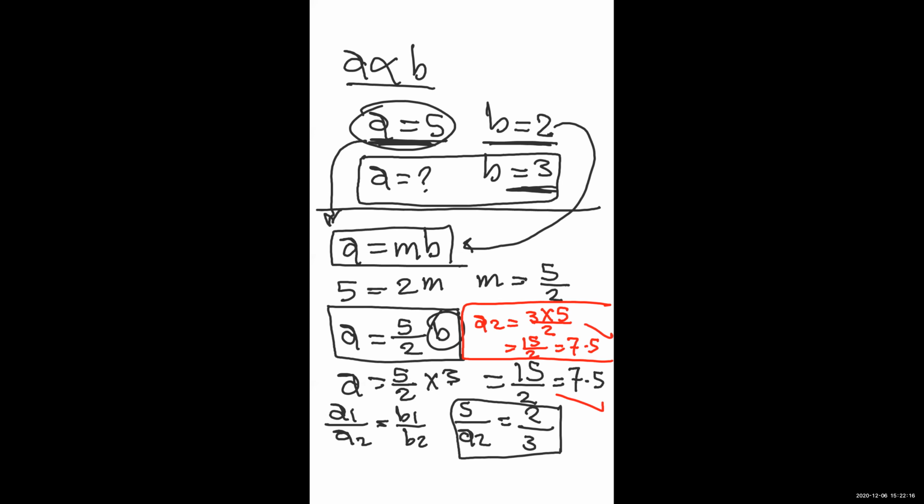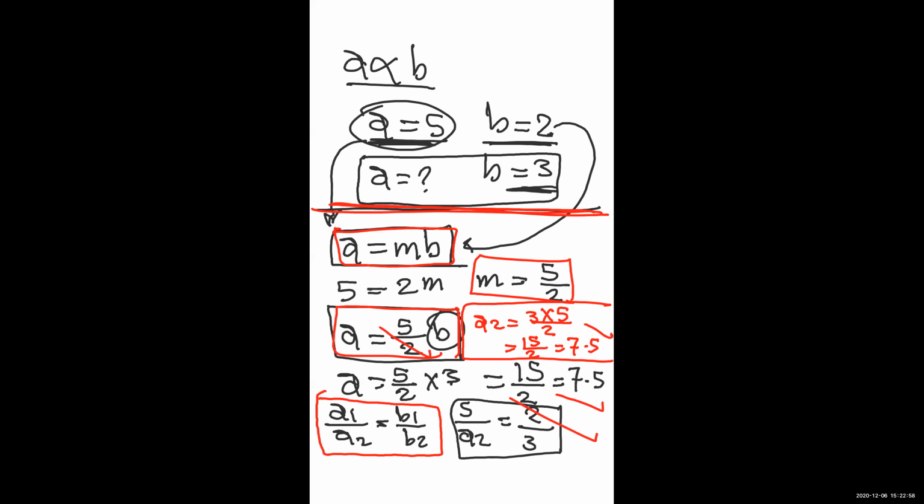Okay, so on the question, guys, if they ask about the relation, we have to get the relation in this form: a equals mb, then get m, then write the relation. a equals mb, so 5 over 2 b, then continue. If it's only like this, if a equals 5 and b equals 2, find a when b equals 3 without mention of the relation, you can solve it directly using a1 over a2 equals b1 over b2. Okay, guys, are we clear? Yes. Okay. So that was about the direct variation.